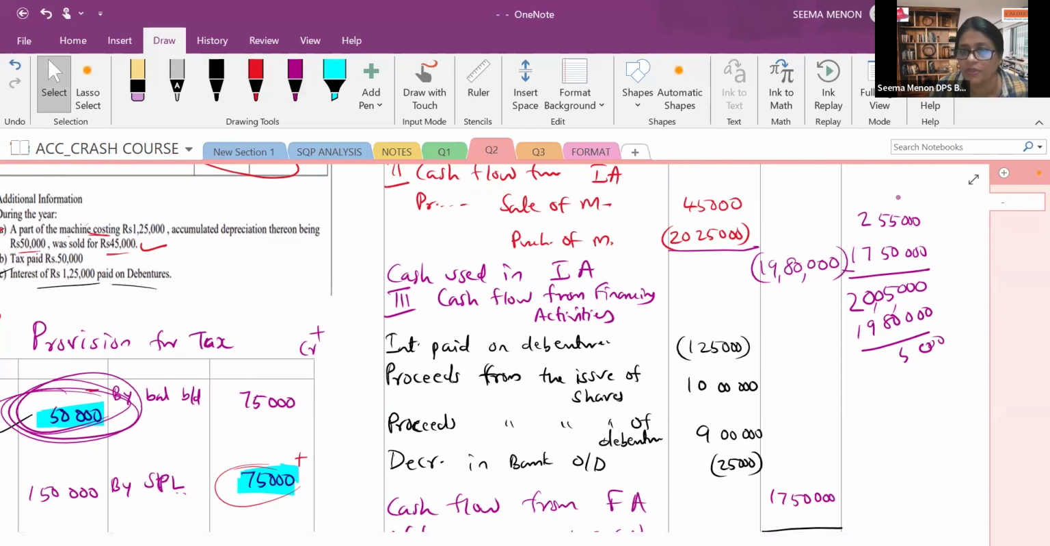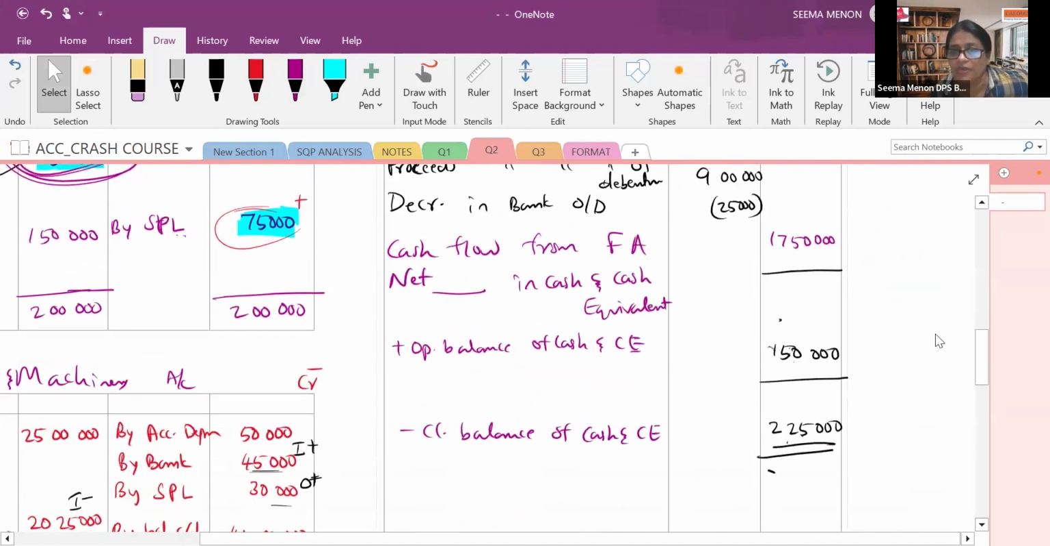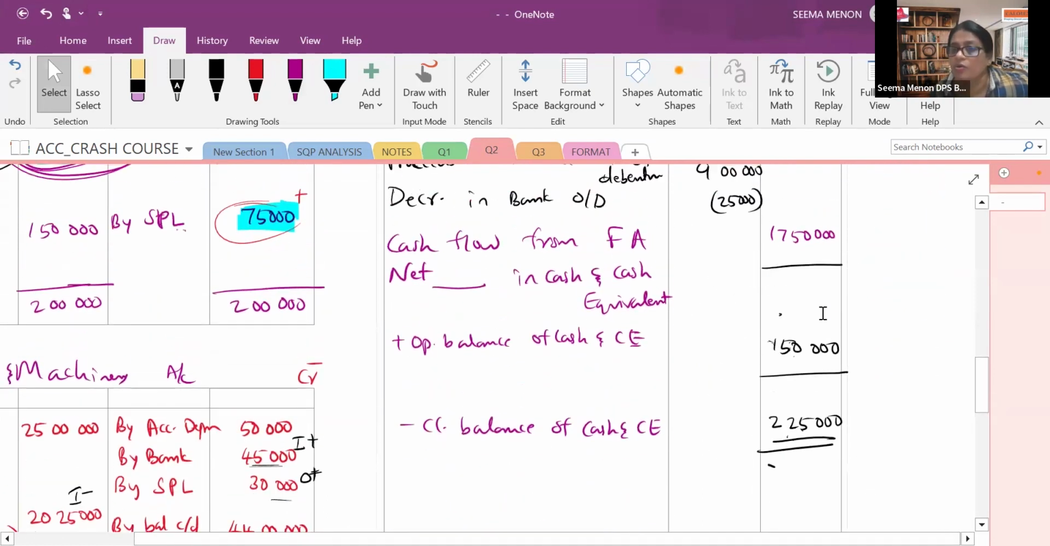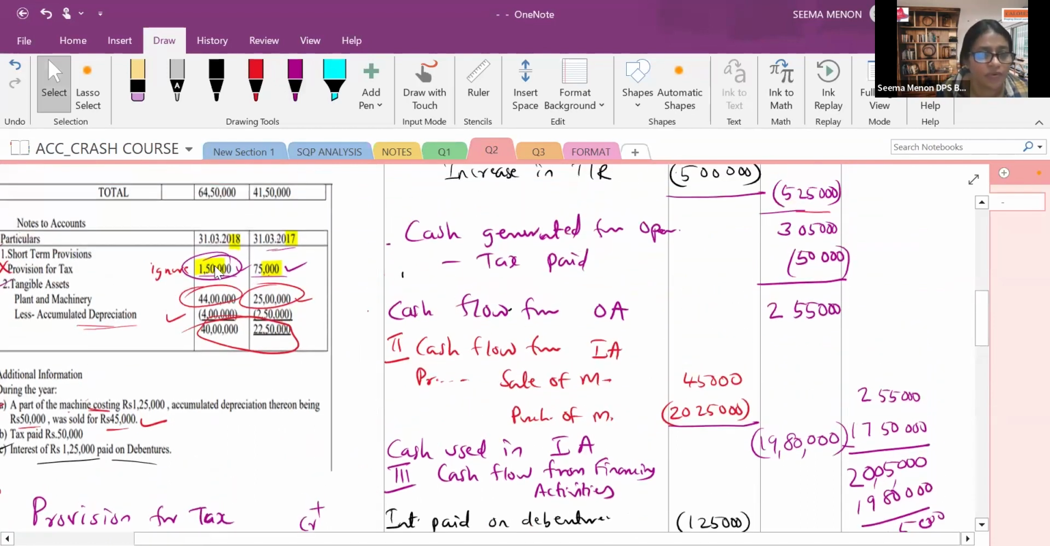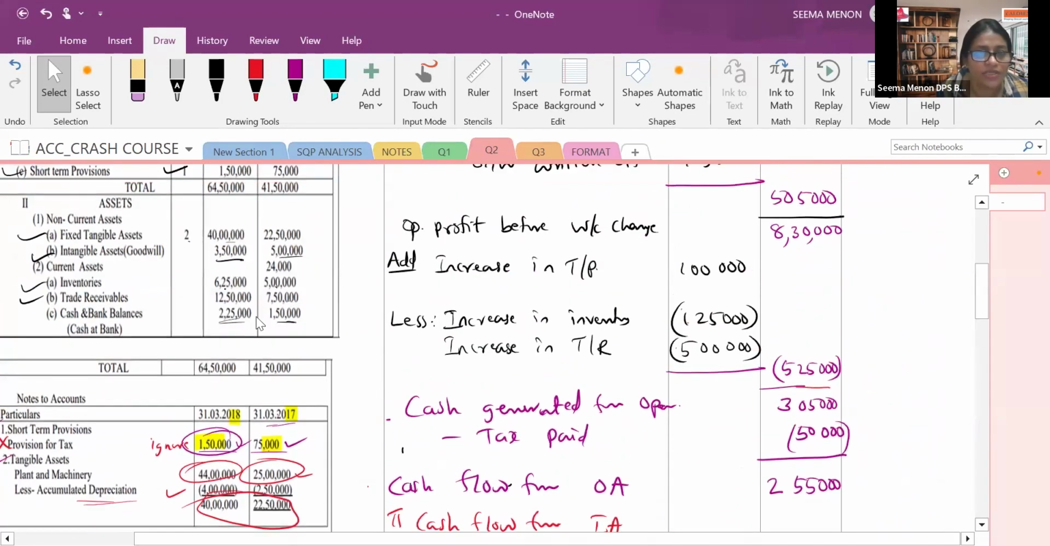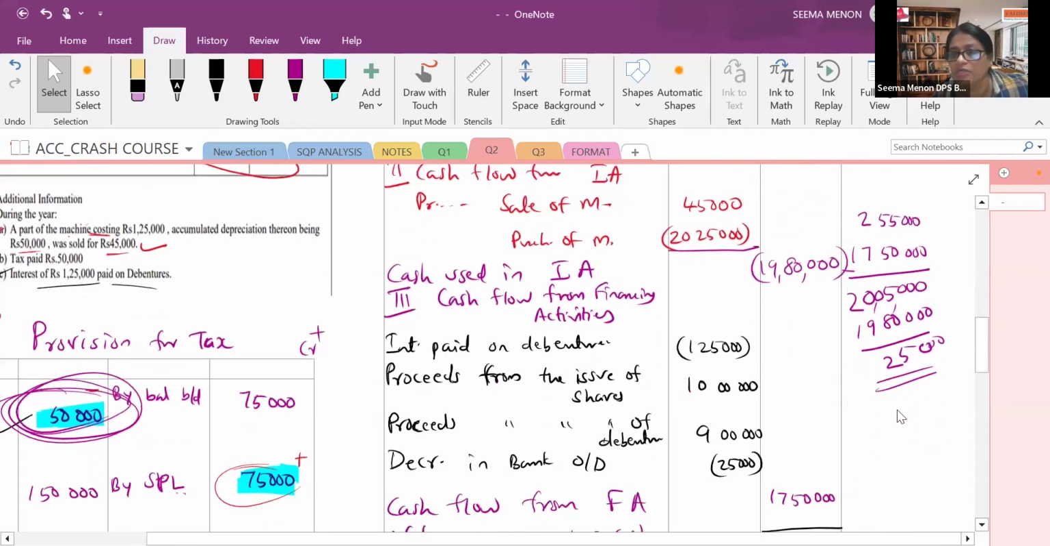You have to do that. That is 8 plus 2, 10. Then here it comes 9. So, you are getting 25,000. Now, we know that our answer should be 2,25,000. That is cash and cash equivalent. Cash and cash equivalent is 2,25,000. So here 50,000 we are getting a shortage.